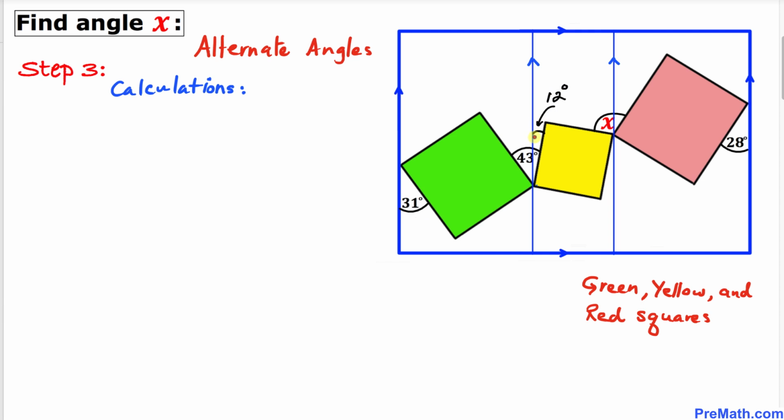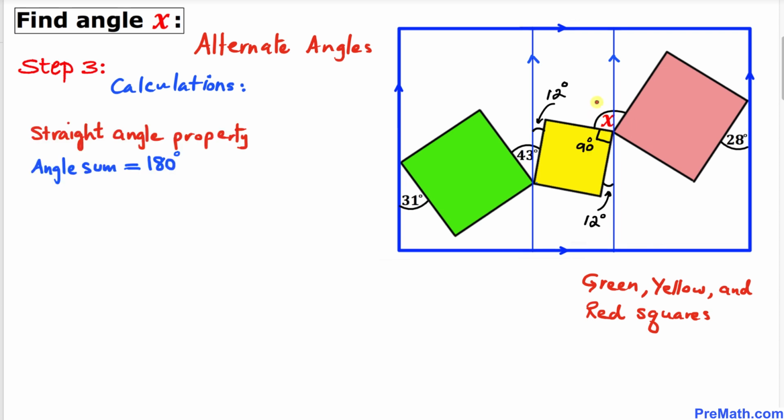And now we know that this angle is 12 degrees, and this is congruent to this tiny angle as well, since they are alternate interior angles. So this angle has got to be 12 degrees as well. And now let's focus on this yellow square. We know that since this is a square, this angle has got to be 90 degrees.